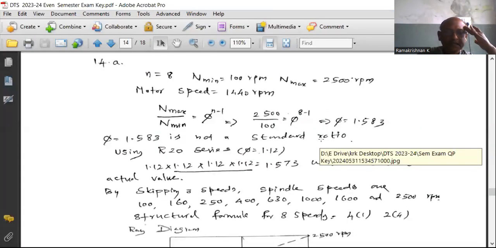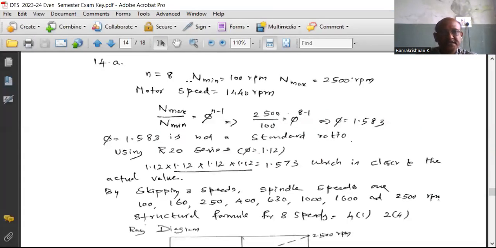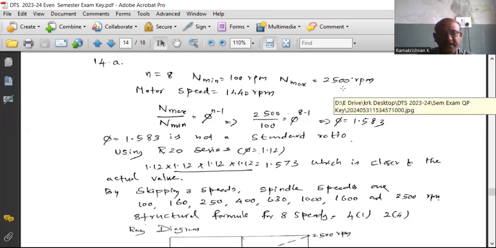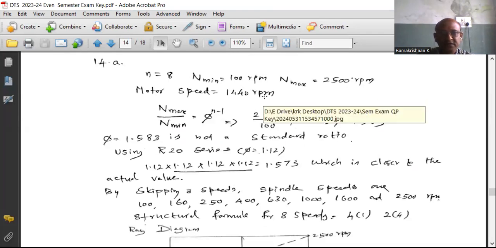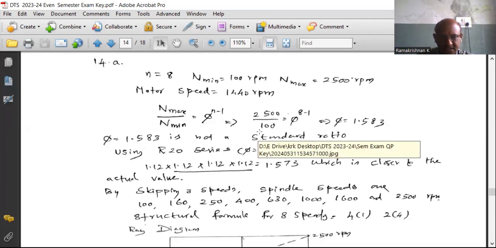Here, the number of output speeds is 8. Then the minimum speed is 100 as per the problem given. Maximum speed is 2500 RPM. Then the input motor speed is 1440 RPM. Now we have to first determine the standard step ratio.